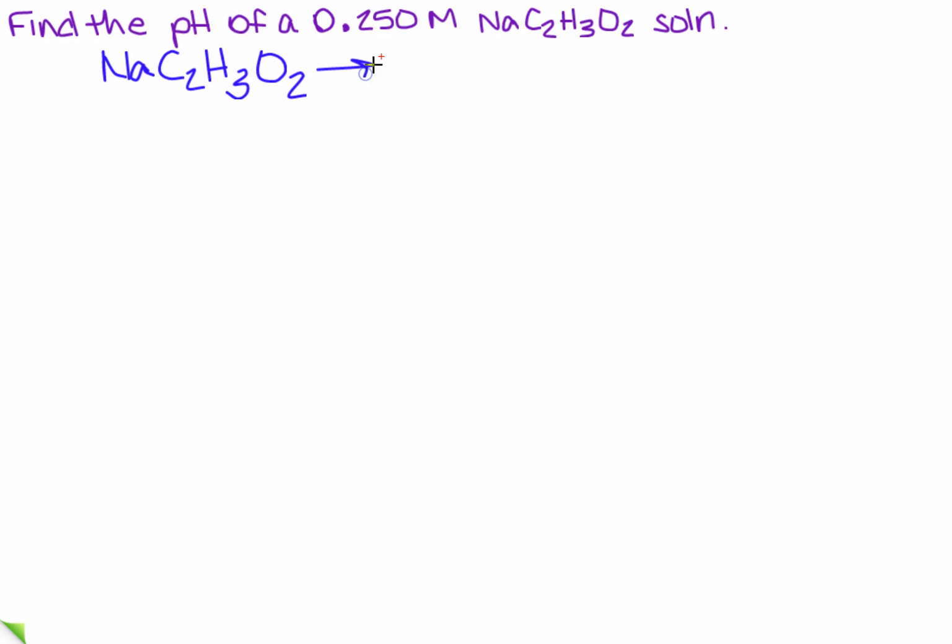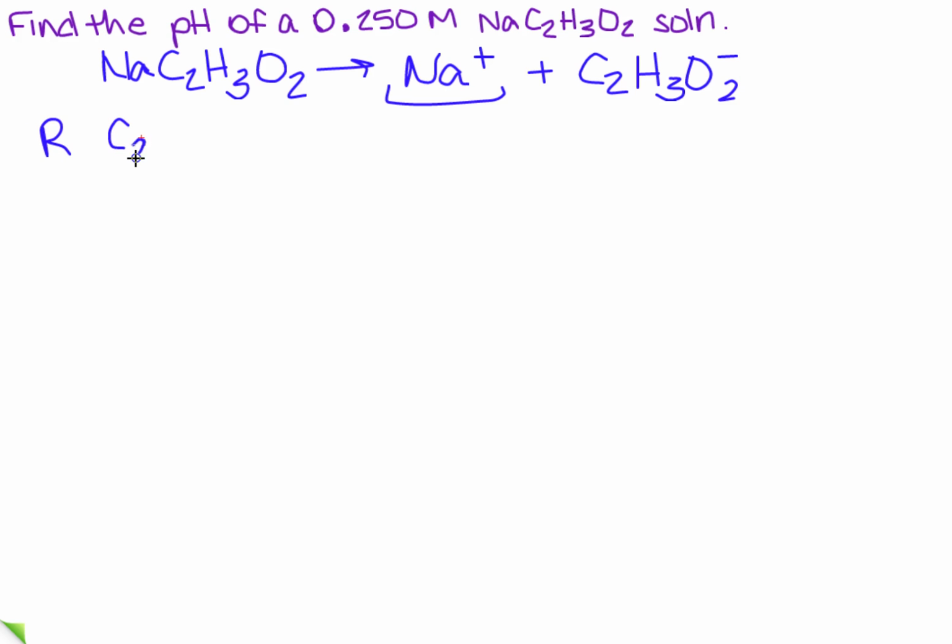NaC2H3O2 would look like Na plus and C2H3O2 minus. So I know that there is no acidic or basic properties that are associated with the sodium ion. So that means I need to look at the acetate ion over here. So I need to write a reaction starting with that acetate ion.